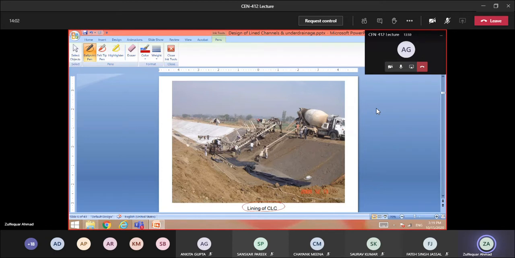And how beautifully they are constructing this canal. They are constructing this canal in two parts. The whole cross section is divided into two parts. You can see the half portion here. First they construct the half portion, then they will construct the other half portion, and in between there would be a construction joint, right? So this is a concrete lining, in situ concrete lining. There may be concrete blocks also for the lining purpose.